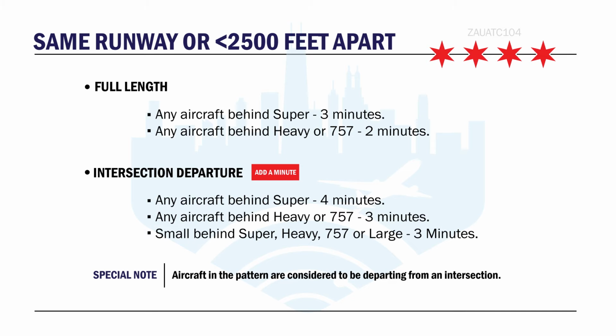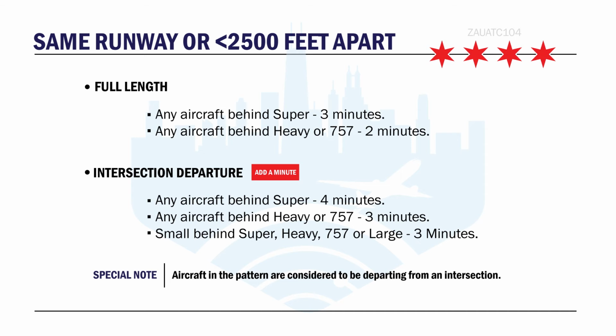If you're departing an intersection behind a heavy or a 757, 3 minutes. So we add 1 more minute to the full length minute. And now there is a special exception for intersection departures that is not included in the full length, and it's a small behind anything larger than itself. So a super, a heavy, or a 757, or a large. Anytime you're departing a small at an intersection behind a super, heavy, 757, or large, it is still 3 minutes.